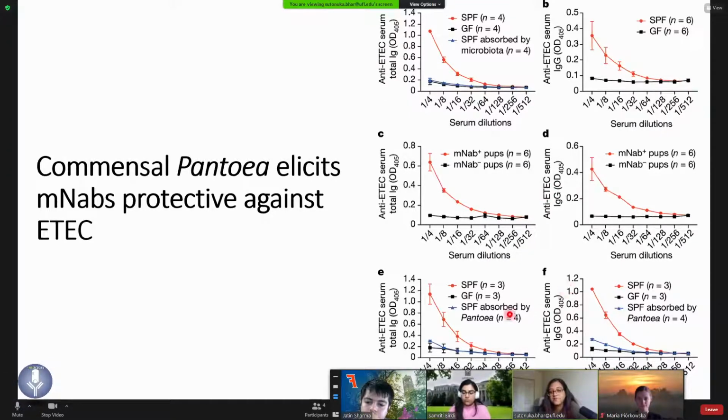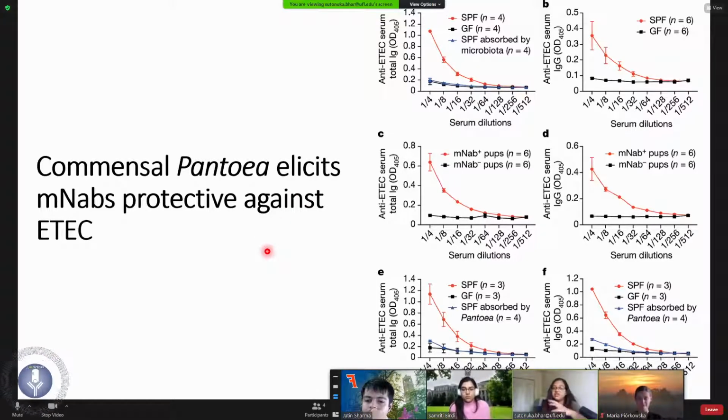And now the Pantoya was used to absorb the total immunoglobulin or IgG from SPF mice, and they can see that almost all the total immunoglobulin or IgG were absorbed by just this species itself. Any questions? What do you mean by absorbed? Okay, that's what I was explaining right here.